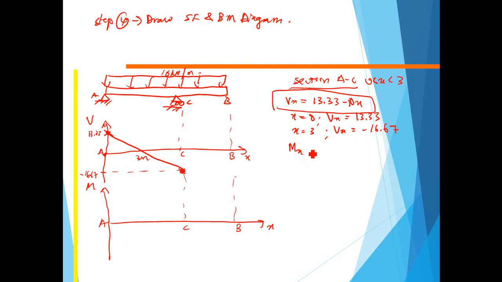Okay, how about Mx? For the bending moment, we have the relationship between the bending moment and x. So Mx is equal to 13.33x minus 5x squared, which we already calculated in the previous slide for section AC. When x equals 0, M also equals 0. When x equals 3, M equals minus 5. So from here, x equals 0 is here, M equals 0, that's the first point. And then x equals 3, which is point C, M equals minus 5. So somewhere here, minus 5.